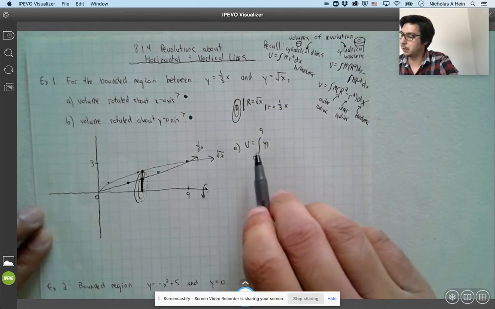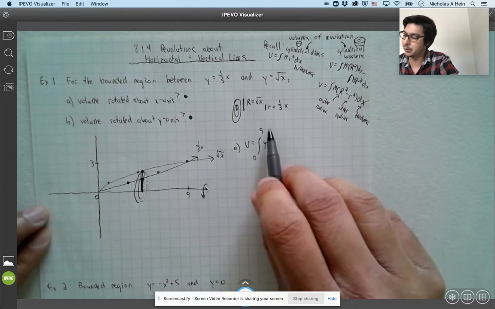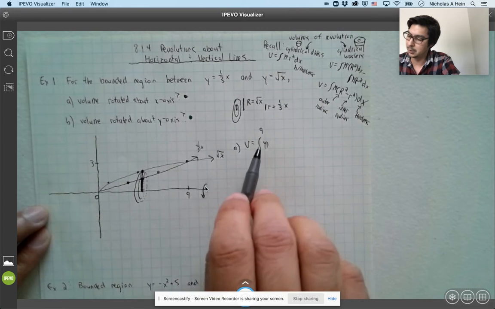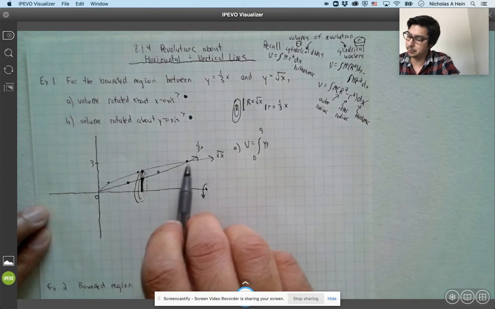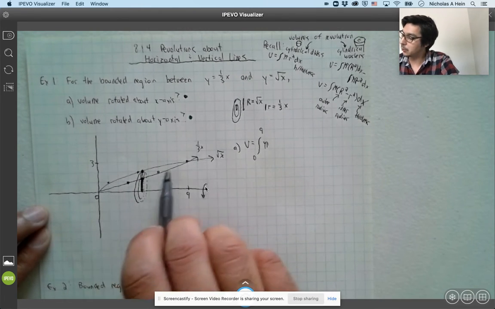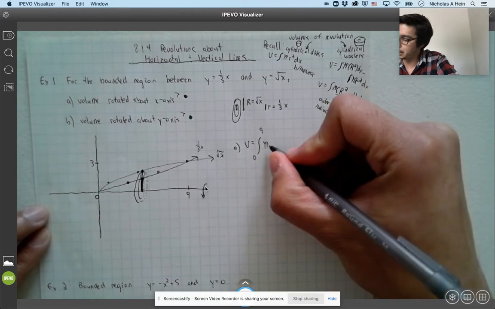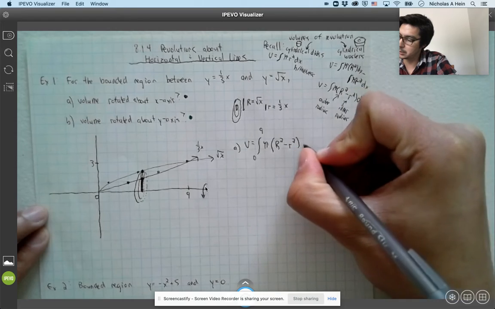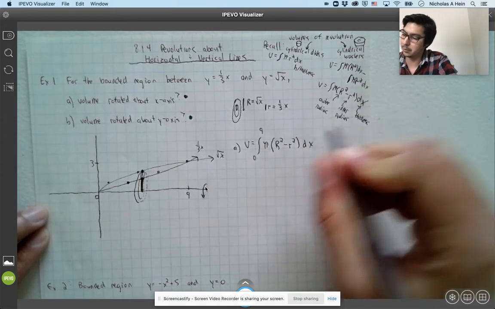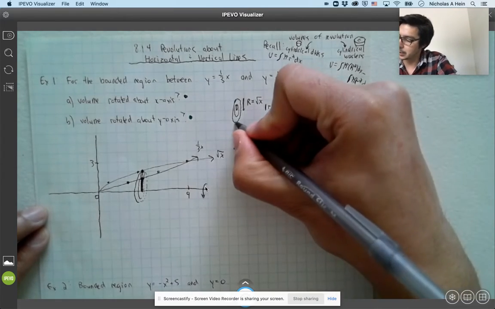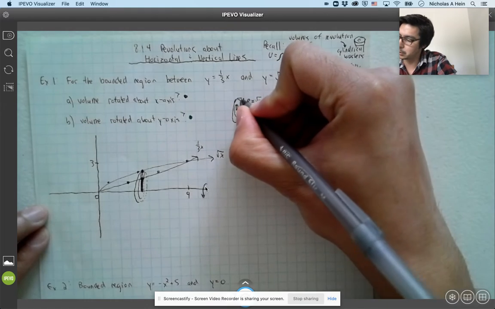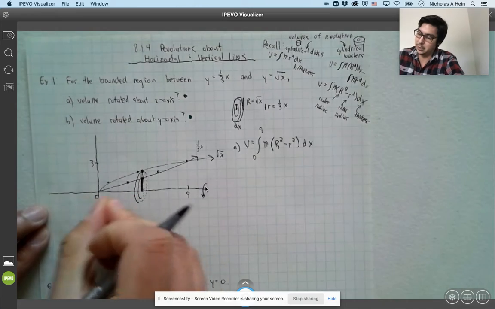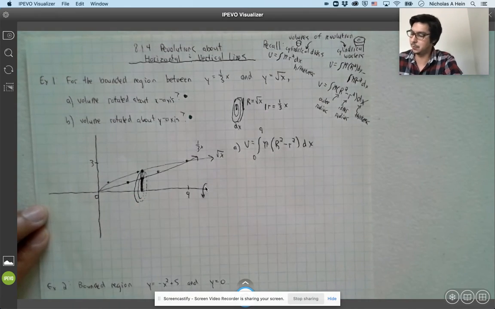So knowing our formula, the volume is going to be from 0 to 9. We're going to add up all of these washers. So again, the integral adds up all these washers, and the volume of each washer is going to be pi of outer radius squared minus the inner radius squared times the thickness of each one, which is dx. The thickness here is dx, as these are very small widths along the x-axis.